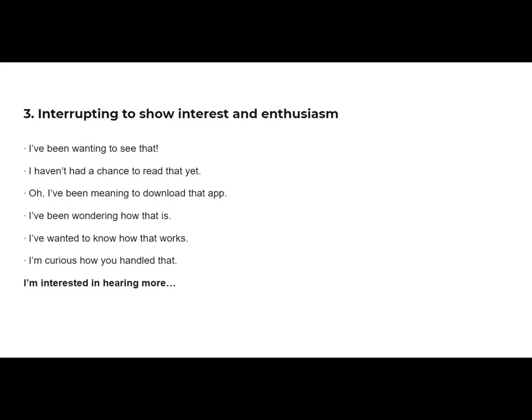Of course, with enthusiasm, then you have to have an enthusiastic, high-energy tone. You can't just say, "I've been wanting to see that." That sounds like sarcasm, and that's the opposite meaning, that you actually don't want to. So you need to have, "I've been wanting to see that." You have to have the rising intonation, the peppiness, the energy. You need that.